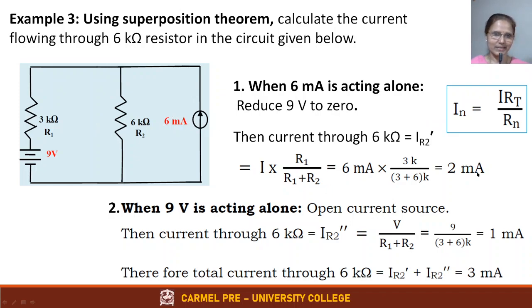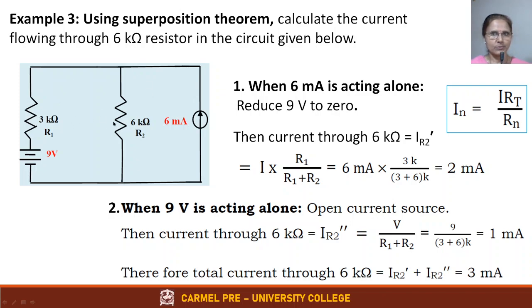So it becomes easy. Next you have to consider only 9 volts and not consider the current source. For the current source, what do we do? We open circuit it. So when you open circuit this, you are only having 3 kilo ohm and 6 kilo ohm. This is open circuited, that means only this circuit. When it's only this circuit, these two are going to be in series. So 9 volts and 2 resistors in series.